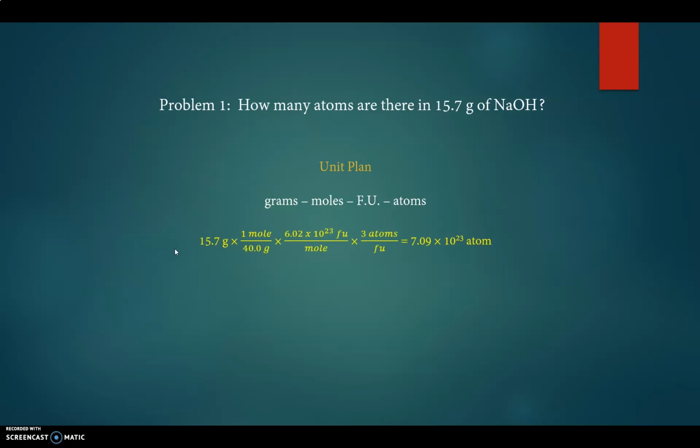So we'll start out with our 15.7 grams. We can figure out the molar mass of sodium hydroxide by adding up the mass of the three elements, so that would be 40 grams per mole. And as always, there's Avogadro's number of formula units per mole. And since there's 1, 2, 3 atoms in the formula, there will be 3 atoms per formula unit, and that gives us our answer of 7.09 times 10 to the 23rd atoms.